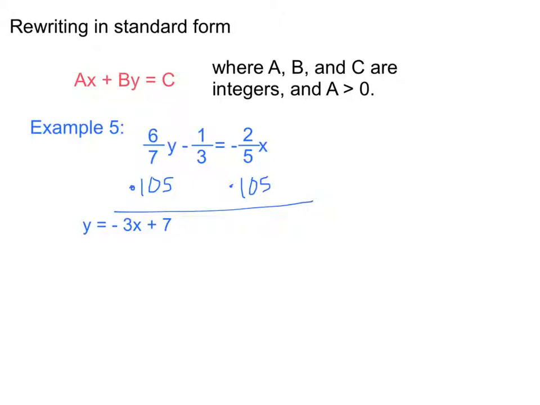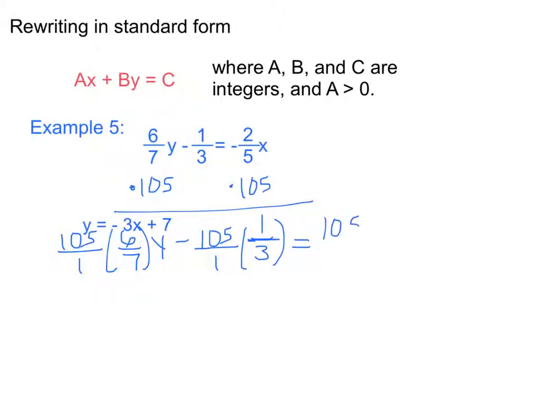So then I'm going to get a few fractions. Here I've got 105 over 1 times 6/7 y minus 1/3. I want to do 105 first, because we have to multiply everything by 105. And that's a positive 1/3 because I already have the negative over here. And then equals 105 over 1 times negative 2/5 x.